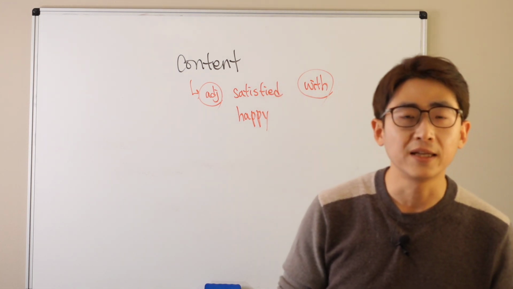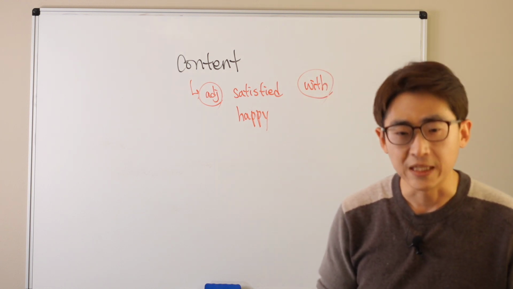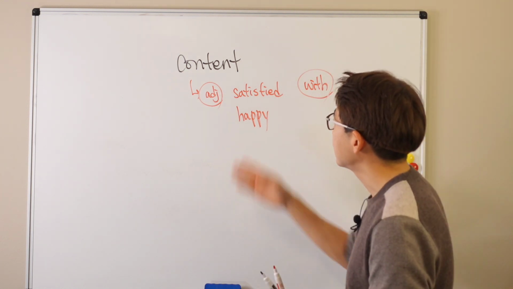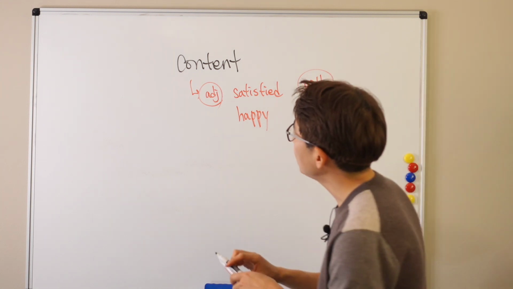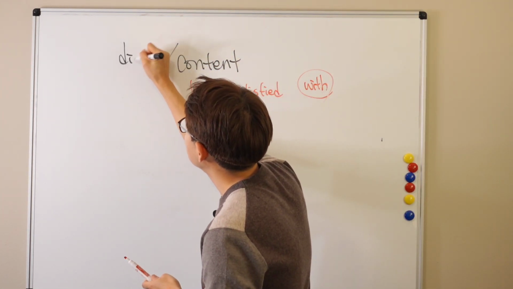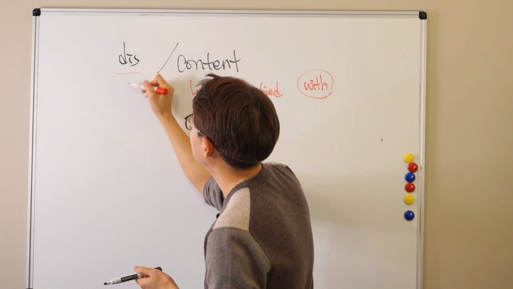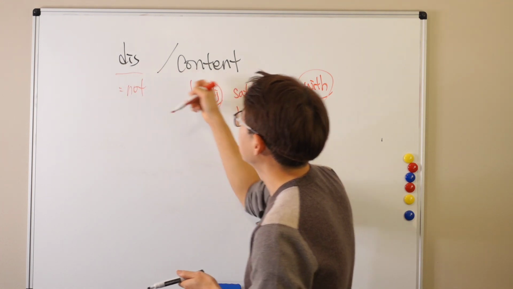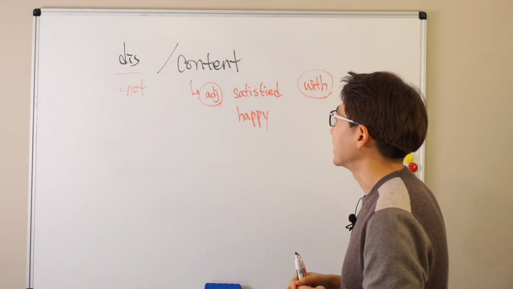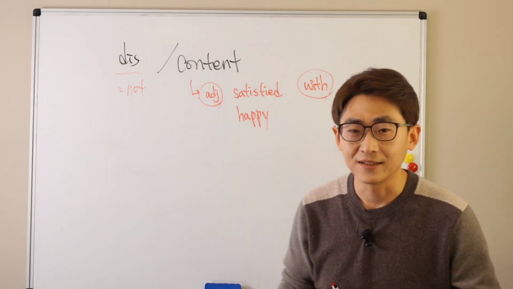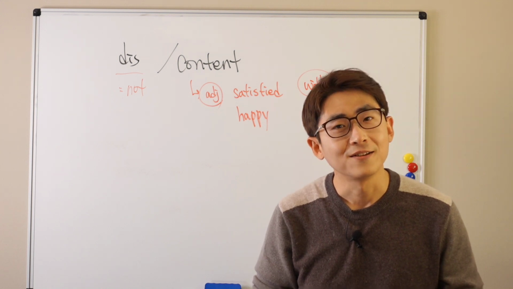I'm not content with what you are saying to me, okay? Or I'm not satisfied with the quality of this car, okay? And when we put this in front of the word content, it becomes not. So discontent with, so you're not satisfied with something, you're not happy with something, okay? And you're angry.